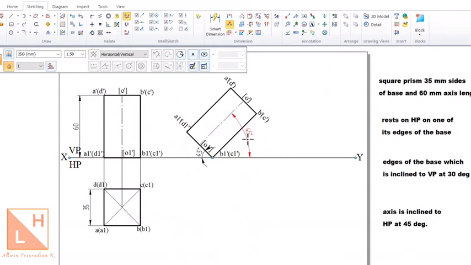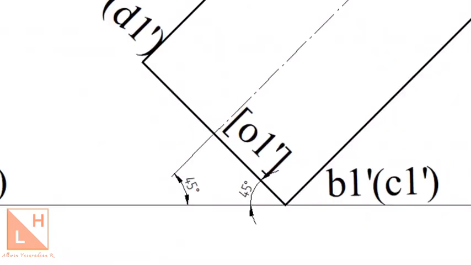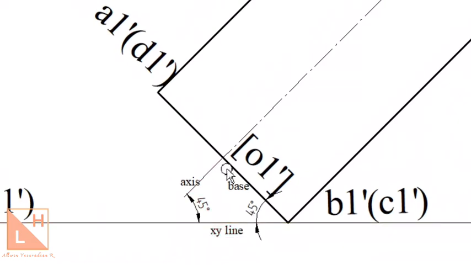The reason is very simple, as I zoom into this portion and show it to you. What we have made here: the angle was given with respect to the axis. If you observe, this is the axis line, this is the base, and this is the XY line. What I am showing you here is only for your understanding. The question data says the axis is making an angle of 45 degrees with respect to the horizontal plane, which means we have to make the axis inclined at 45 degrees to the XY line.